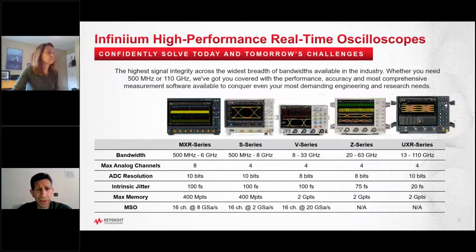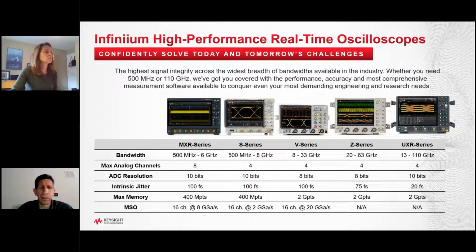Here is our Windows-based scope line. And here we start at 500 megahertz and go all the way up to 110 gigahertz. And yes, that is a real-time bandwidth. So what we're seeing with that is that instead of scopes being used just in general purpose and digital applications, they're also being used in RF and microwave applications, because you don't have to down convert. We can directly digitize up to a 110 gigahertz signal.